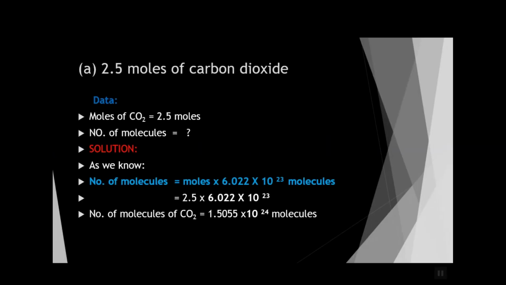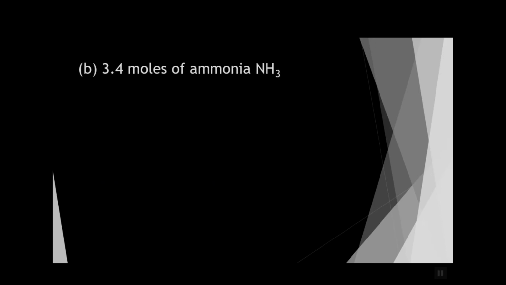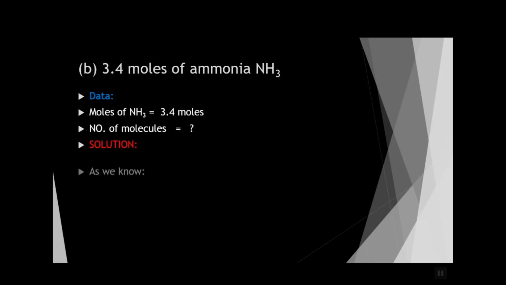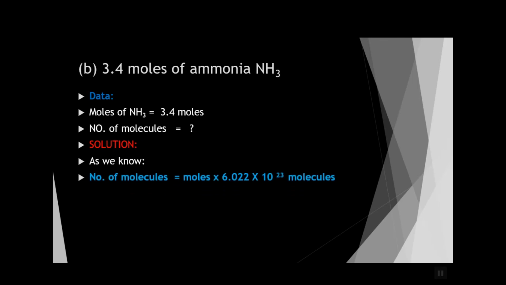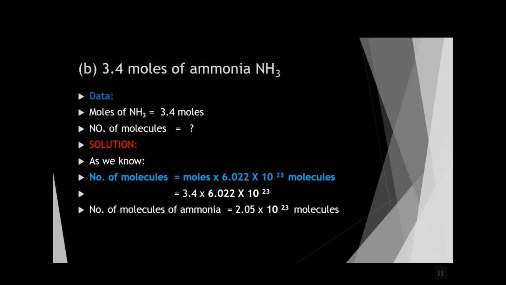Now our next question is B, 3.4 moles of ammonia. The formula of ammonia is NH3. Now our data is moles of NH3 is equal to 3.4 moles, and number of molecules we don't know. Now apply the formula. As we know, number of molecules is equal to moles times Avogadro's number. So we have moles, just put the values in that formula and get the answer. Now we have 3.4 moles multiplied by Avogadro's number. So we get the answer: the number of molecules of ammonia is equal to 2.05 exponent 23 molecules.